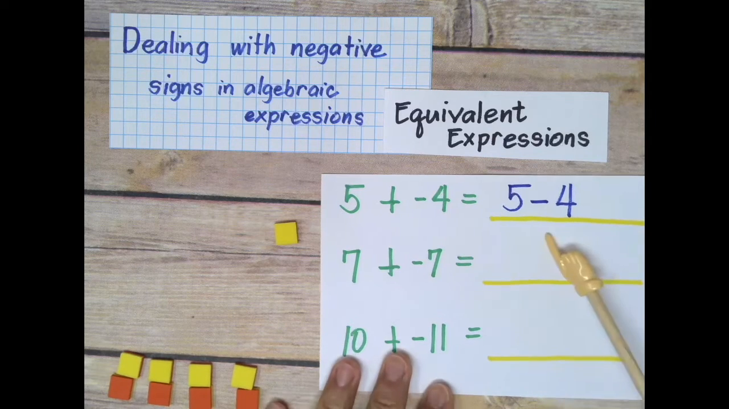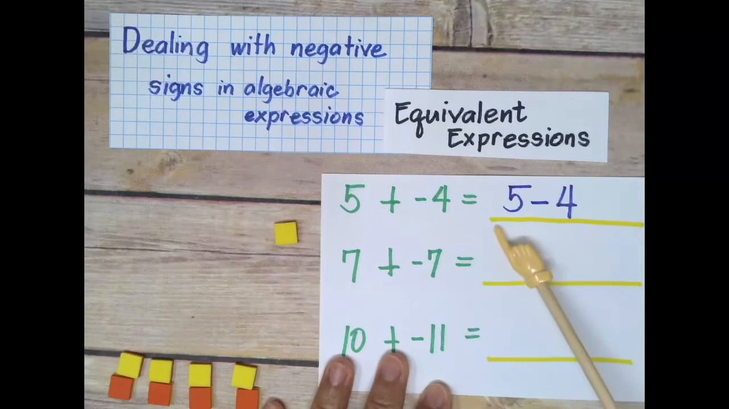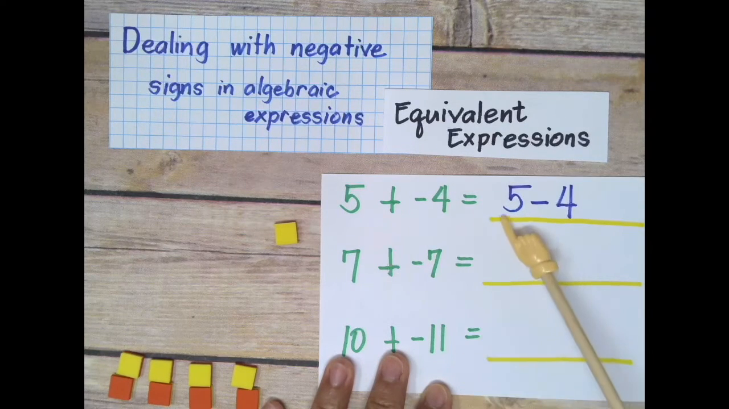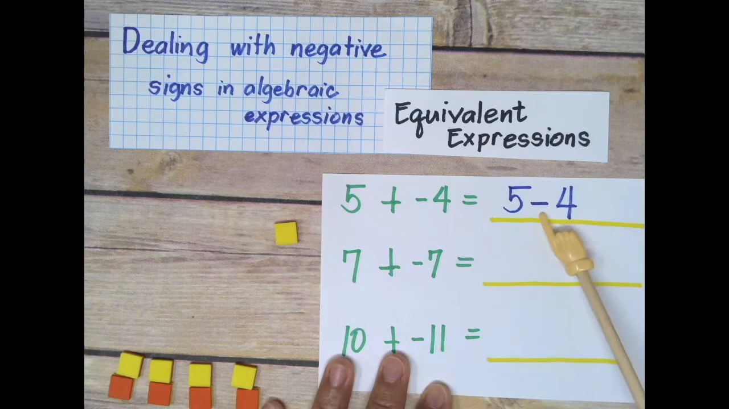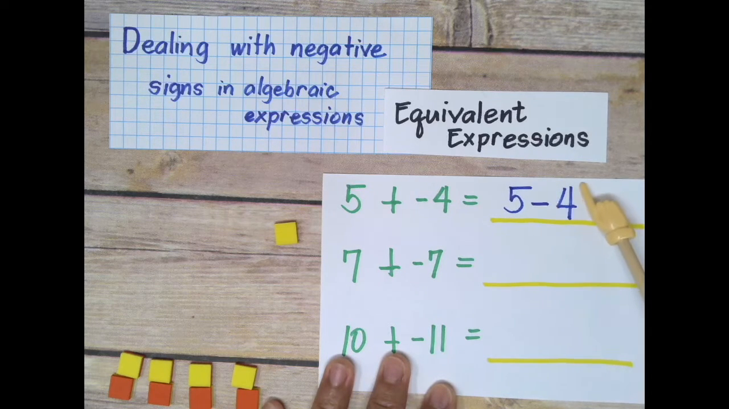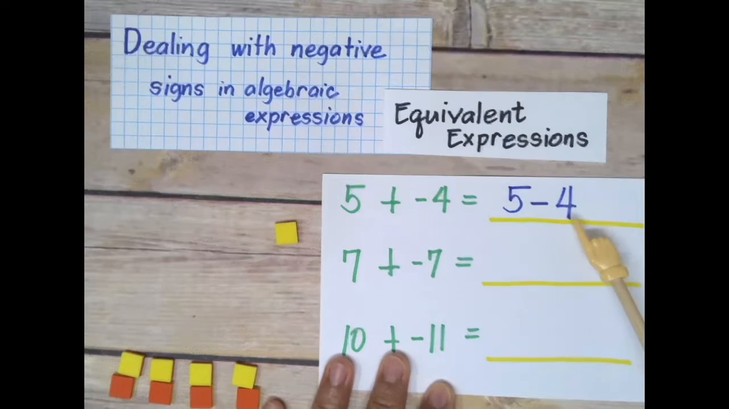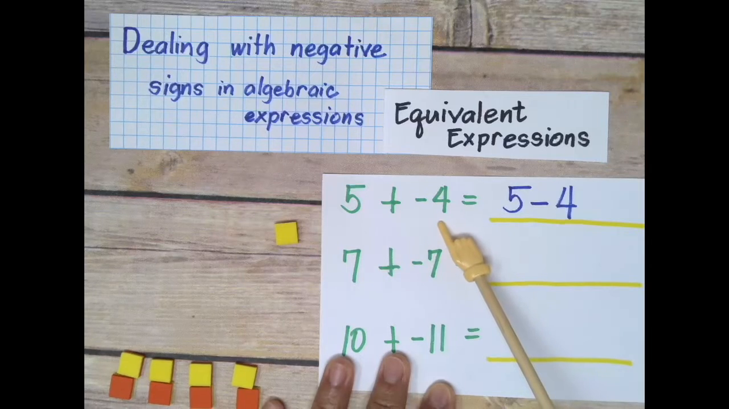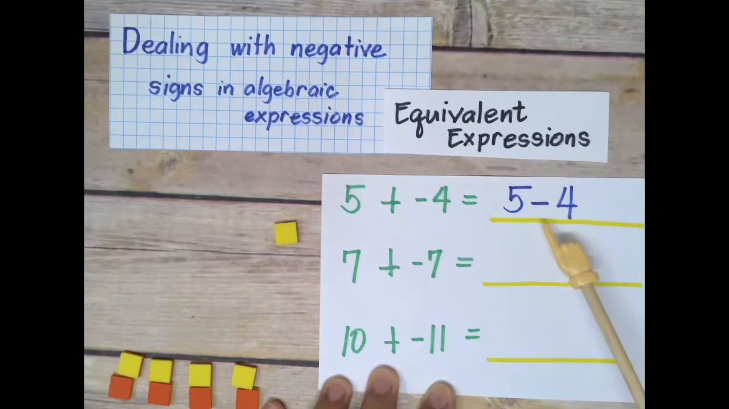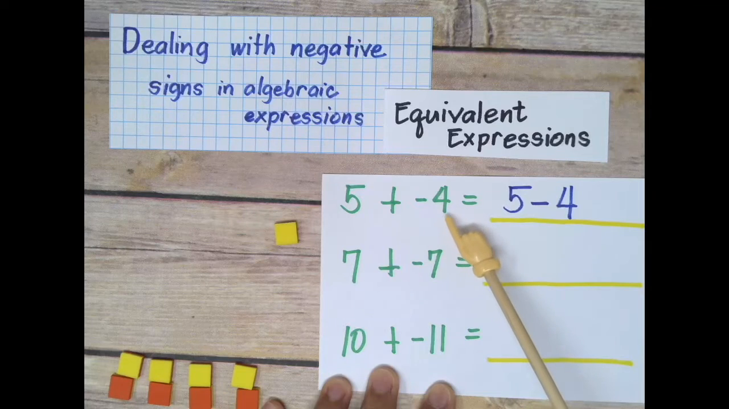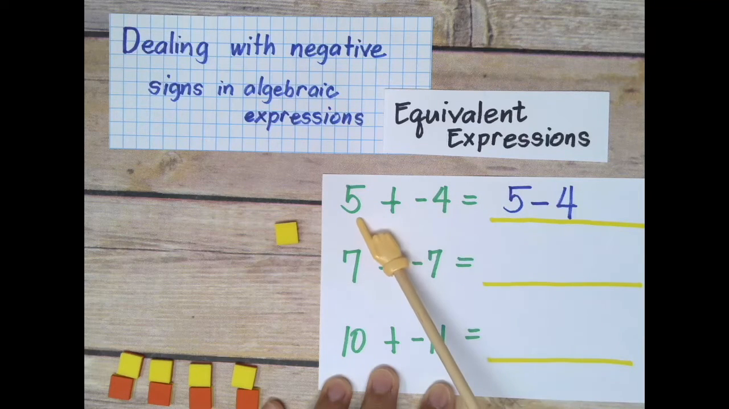So let's examine the resulting expression. We still have 5 as the first number, so 5 becomes our minuend. And from addition, we have subtraction. But what are we subtracting now? We are subtracting positive 4. And remember, positive 4 is the opposite of negative 4. So when you add a negative number to any number, it's just the same as subtracting the opposite of that negative number from the first number.